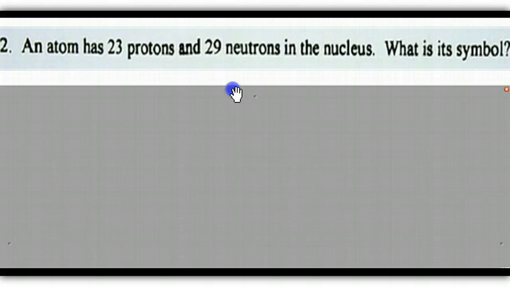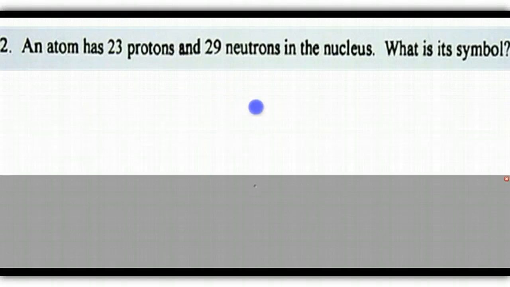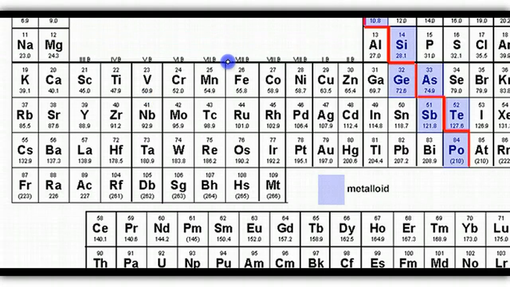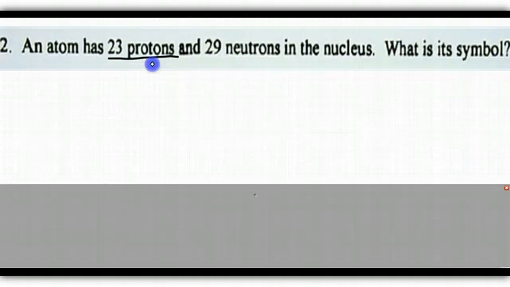When asked to do the reverse, we are given this information. An atom has 23 protons plus 29 neutrons in the nucleus. What is the symbol? We need to know what is the element first, and we're going to use the number of protons to figure it out. Protons identify the element because they are the atomic number. So I need to find number 23. Number 23 is vanadium, V. So I'm going to write V for vanadium.